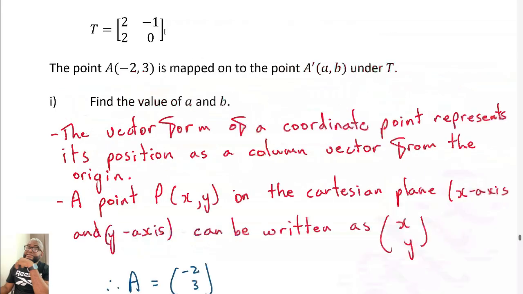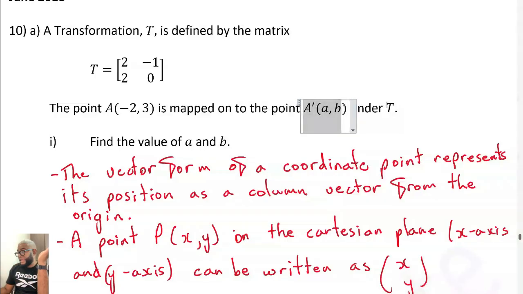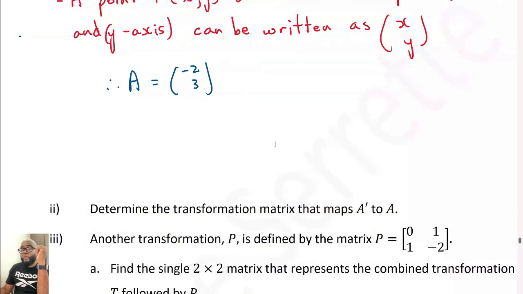Right. So they said this transformation here is applied to this coordinate to give you a new coordinate A prime, which is (a, b). So we need to find a and b. So let's write it down. When you apply a transformation T, you simply take the transformation matrix and multiply it by A, which is the coordinate, to get the new coordinate, right?